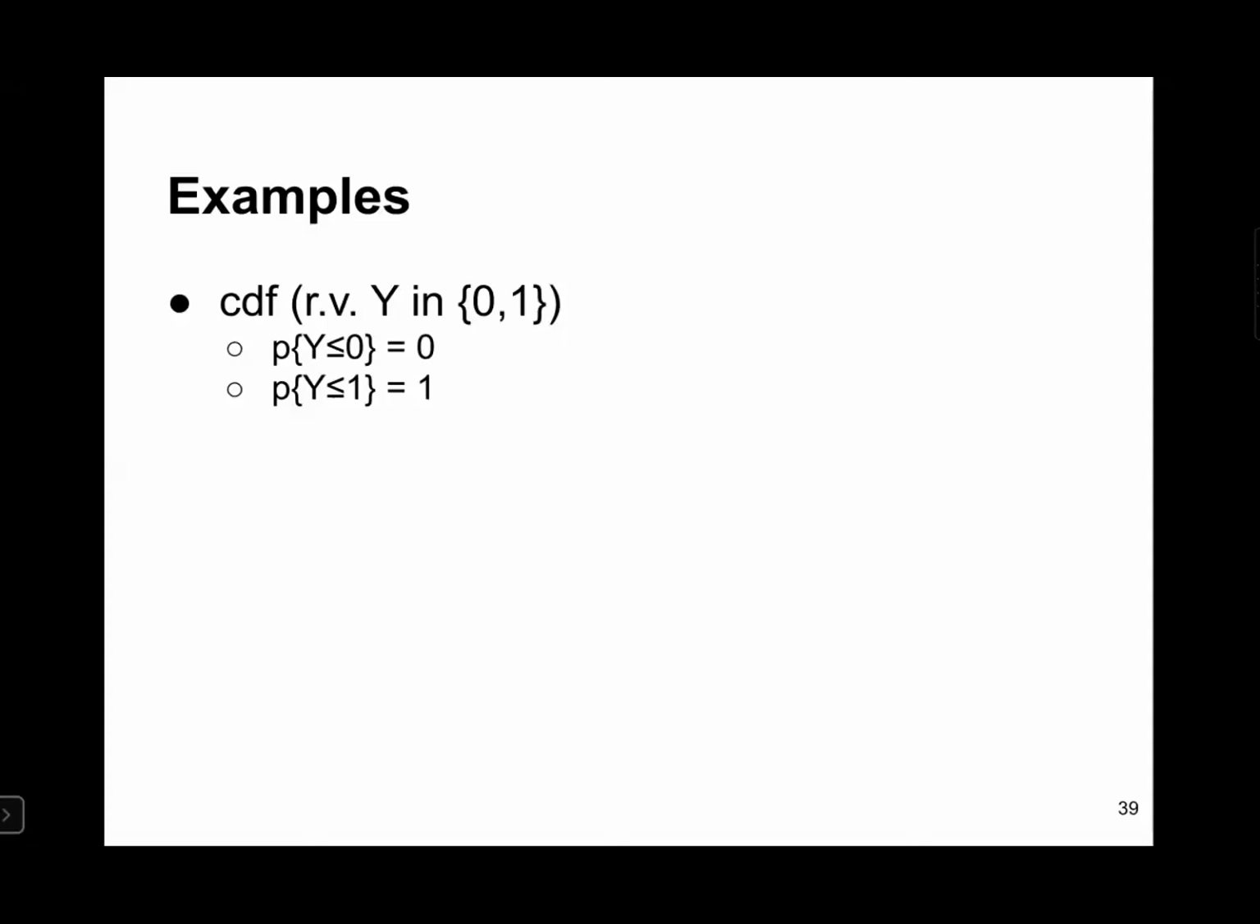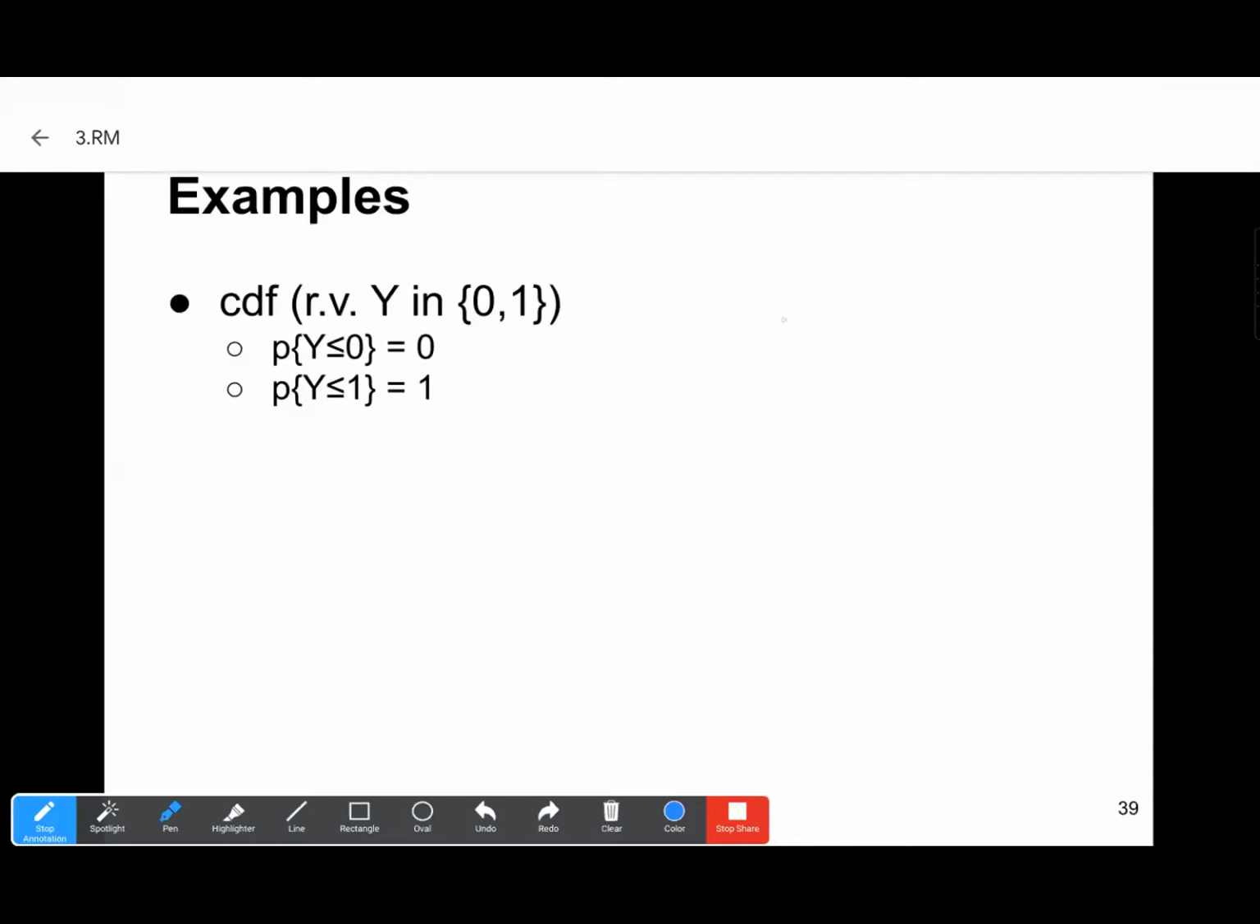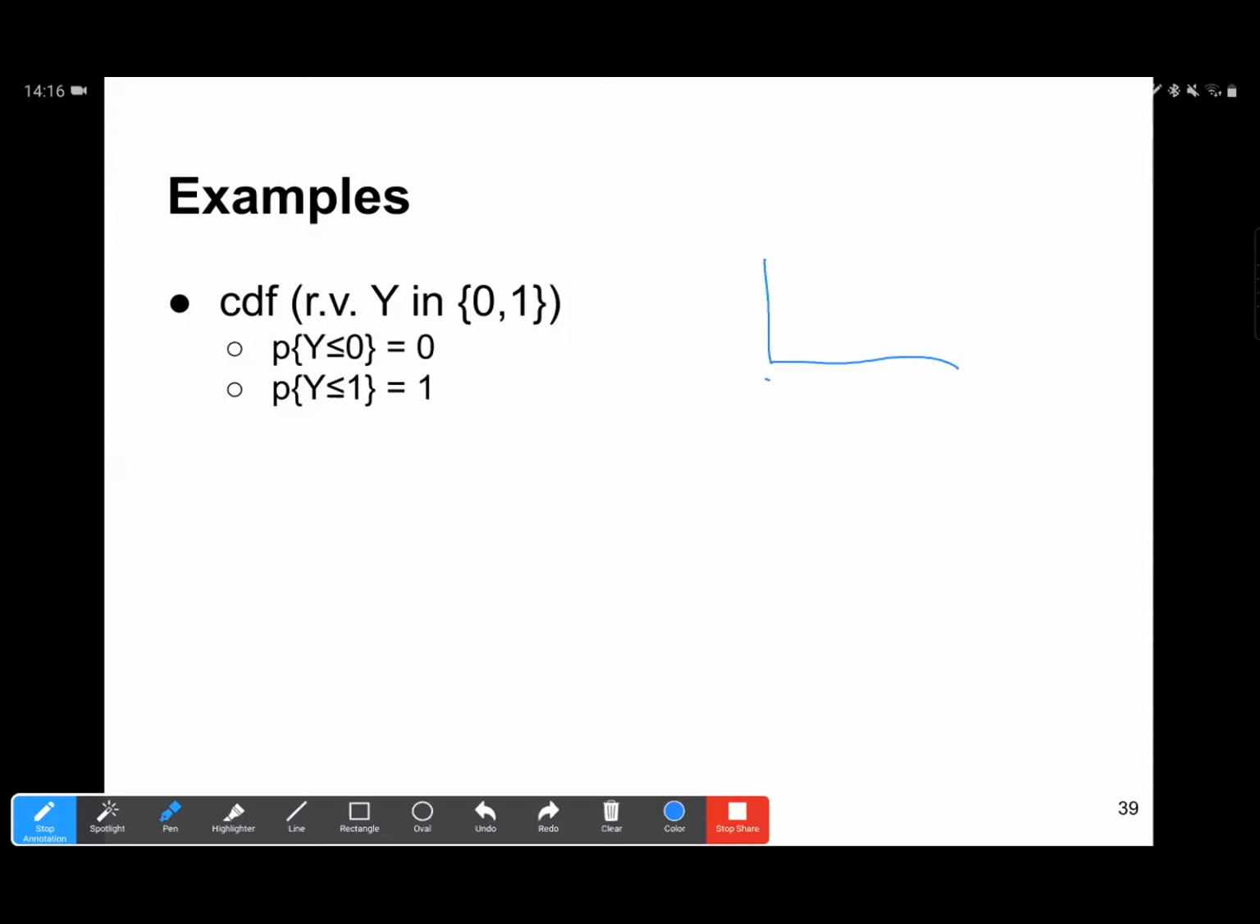So what we have in this example is a random variable, and it can only be equal to 0 or 1. And here is its cumulative distribution function. So this is k, and this is F of k, the cumulative distribution function, which is the probability that Y is smaller or equal to k.